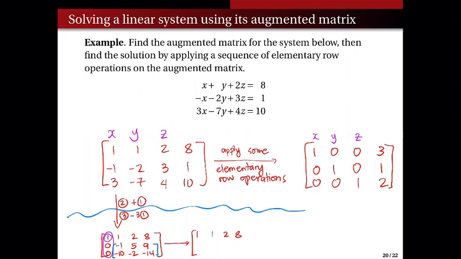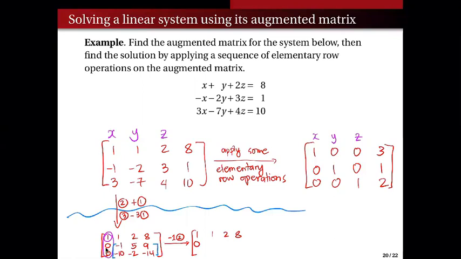Okay? What about step 3? The entry is -1. It's not +1. So we have to make this a +1 by multiplying by -1. So if we multiply -1 to that second row, we will end up with 0.